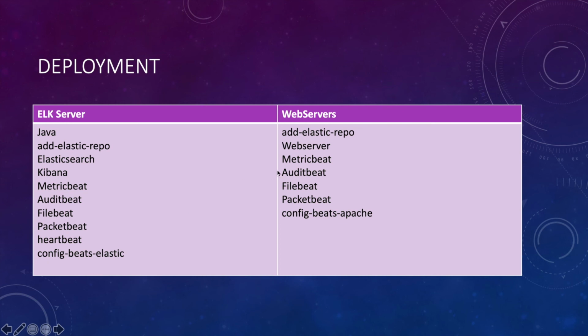On the web server, we'll first add the Apache role and then add Elasticsearch repo, followed by installation of various beats, and then in the end, we'll configure the module for each beat. With this, we've come to the end of this theory lecture. I will see you in the next one.